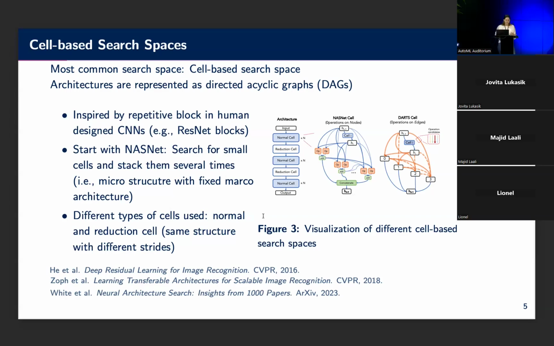And that's how it actually started, with the first search space called NASNet, where the idea was to search for small cells and then stack them several times. Therefore, we search for the so-called microstructure and have a fixed macro architecture. So we just search for the small cells here. There are different types of cells depending on how you define a search space: either just a normal cell, or a reduction cell. So just to put you all on the same page.